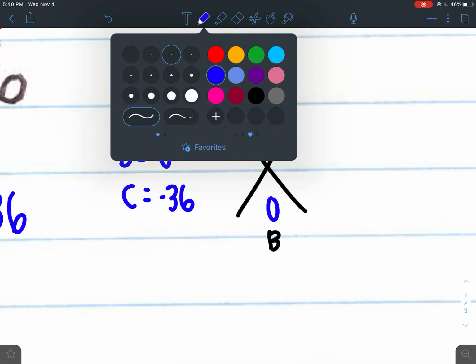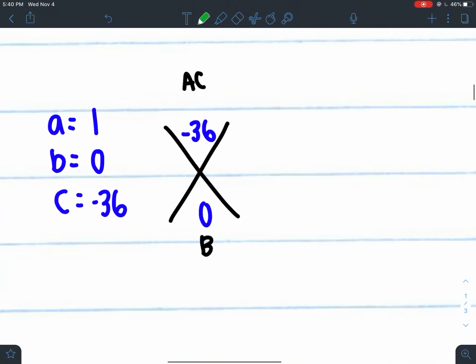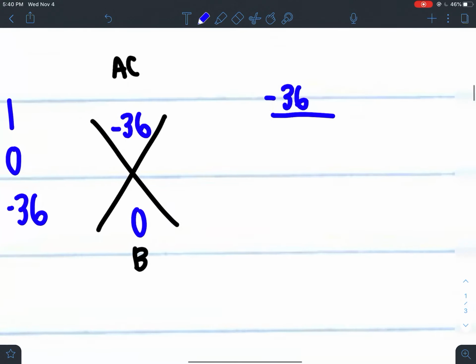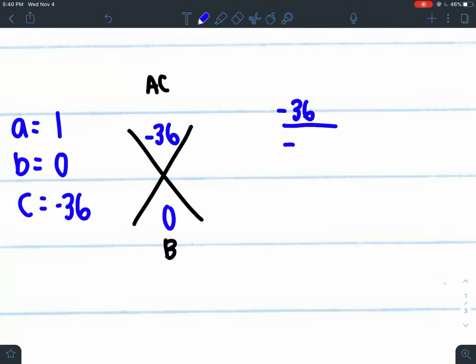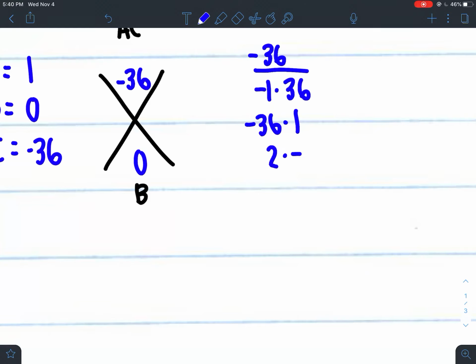Well, I need to think of 2 numbers that multiply to negative 36, but add to 0. So I'm going to list out a bunch of numbers. I know negative 1 times 36. I know negative 36 times 1. These are all combinations. Negative 2 times 18. I like to keep my negatives in the front. 2 times negative 18. Now you're like, do I have to make this list every single time? No. If you can figure out what those numbers are, then you're golden.